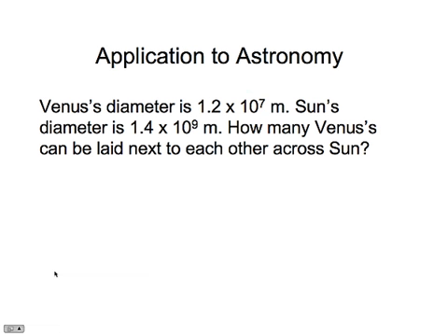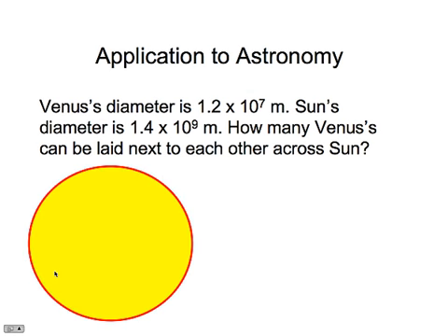Venus's diameter is 1.2 times 10 to the 7 meters. Sun's diameter is 1.4 times 10 to the 9 meters. How many Venuses can be laid next to each other across Sun? Here's a picture of the Sun. Here's a picture of Venus. And the question is, how many Venuses laid next to each other would cross the Sun?